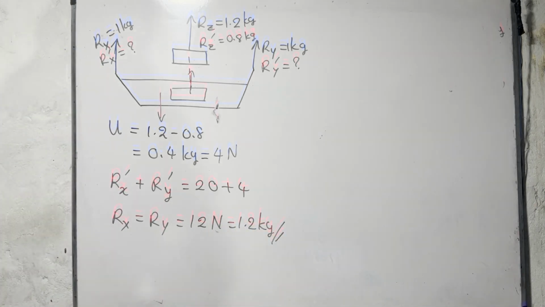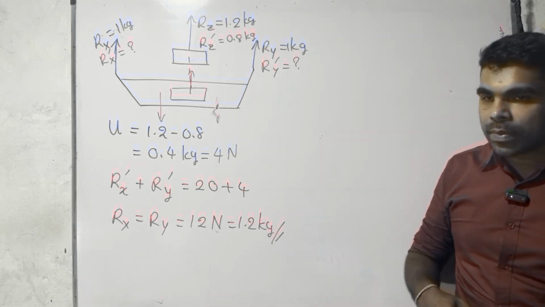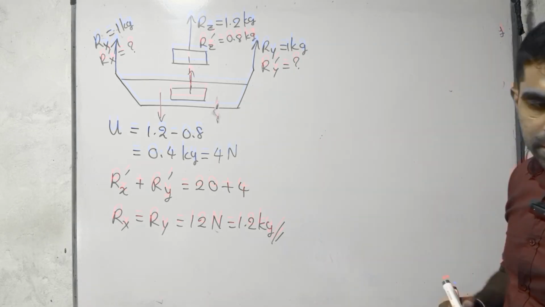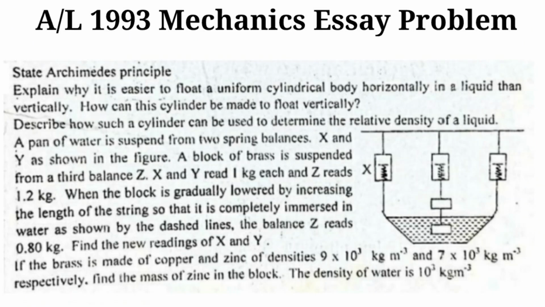When finding reading of balance, we have to give it in kilograms because it reads kilogram value. If the brass is made of copper and zinc of densities 9,000 and 7,000 respectively, find the mass of zinc in the block. The density of water is 1000.